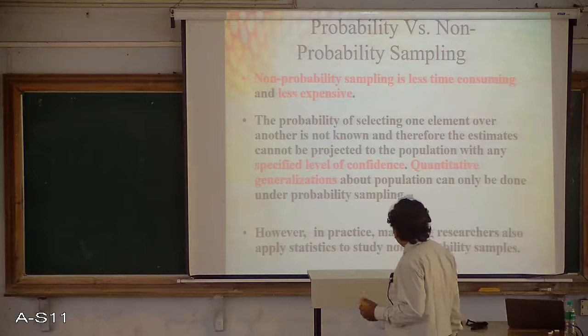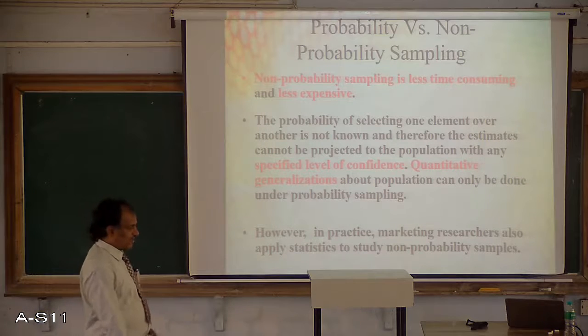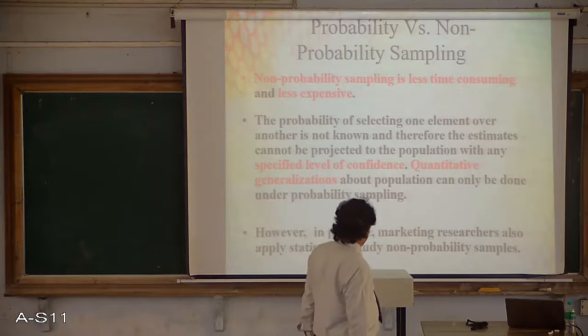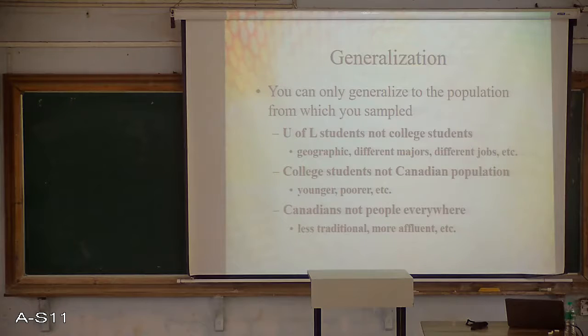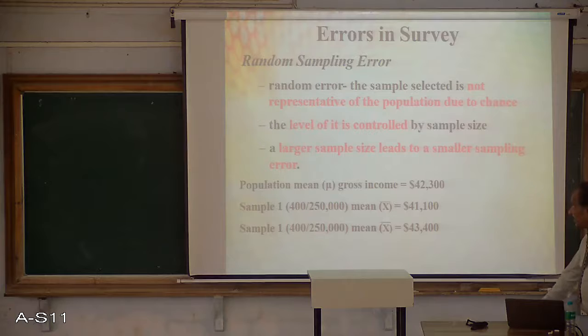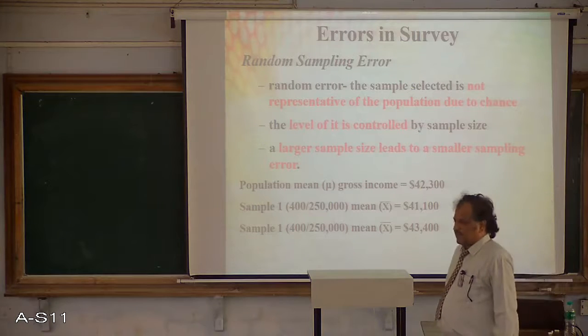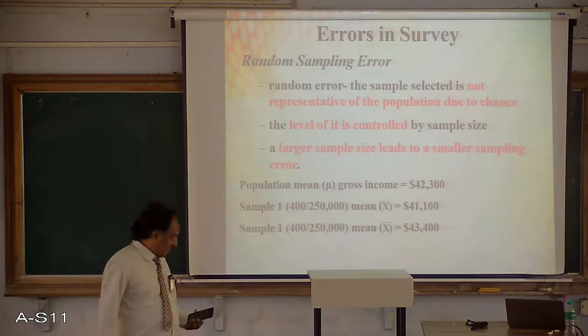However, in practice, marketing researchers also apply statistics to study non-probability samples. So in simple terms, the non-probability sampling method is not that accurate compared to probability, and some quantitative generalizations are made when adopting non-probability sampling. So what is this generalization? You can only generalize to the population from which you sampled. Say, for example, U of L students, not college students, not the Canadian population, not people everywhere. So based on some criteria, you are making some generalization and drawing some conclusions from the samples. This is an example of generalization. This is how the methods under probability and non-probability are selected, and we have different types under each method.